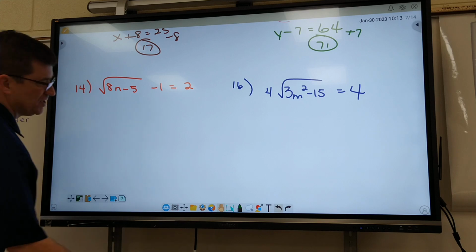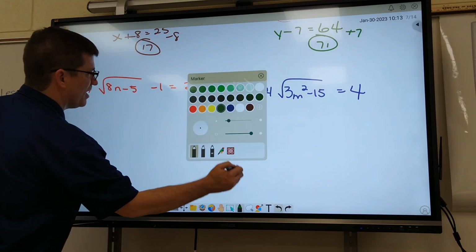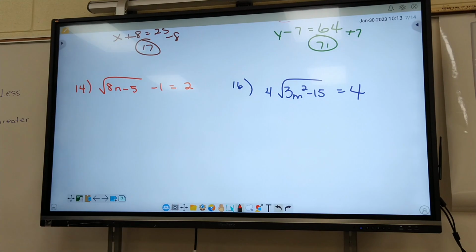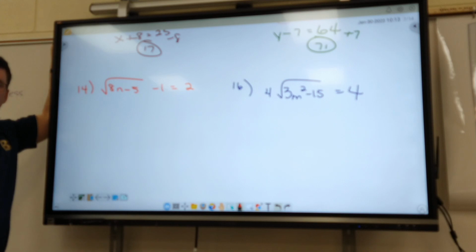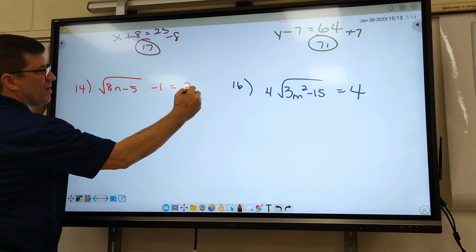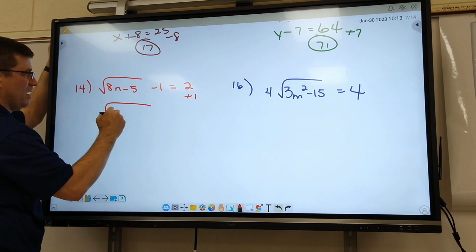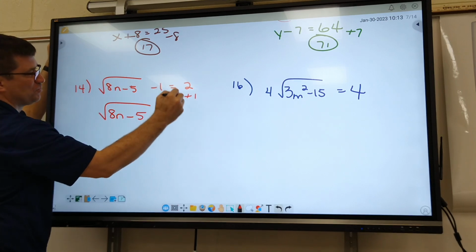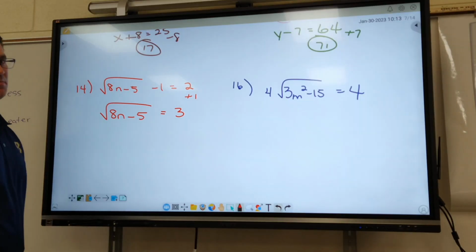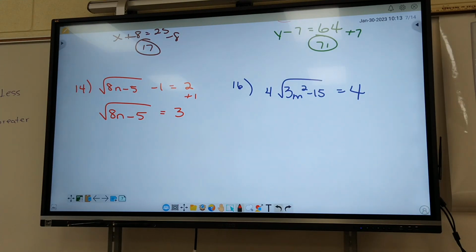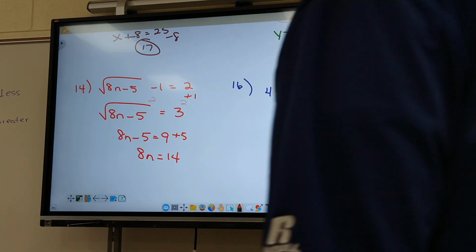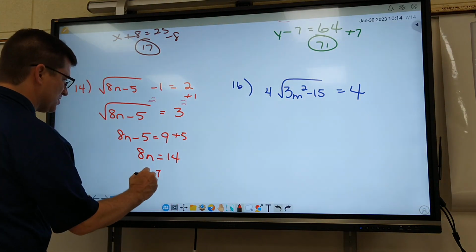All right, 14's got something different. It's got an extra step. What's different about it? It's got a minus 1 that's not up under the square root symbol. So what do we have to do with that? Move it over, make it a plus 1. 8n minus 5, 2 plus 1 is 3. Y'all should be able to do it from here. Square both sides. Let's see what you get. 14 over 8 reduces to 7 over 4.